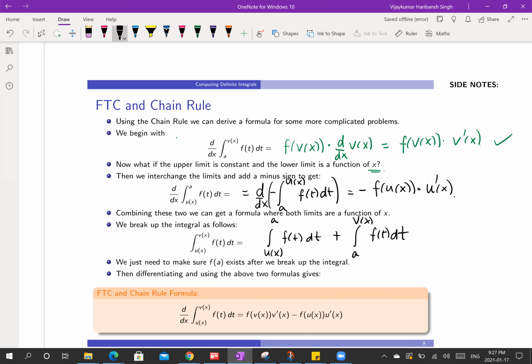Once we have that kind of breaking, we can take the derivative on both sides. So if you take d by dx on both sides, you get what? For the first one, we have already seen the derivative is going to be minus f of u of x times u prime of x. And for the second one it will be f of v of x times v prime of x. And hence we get this formula.